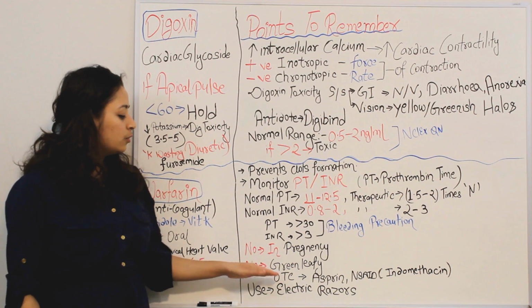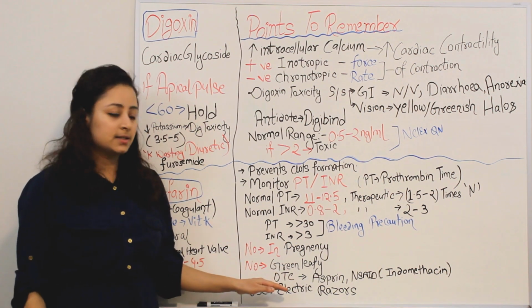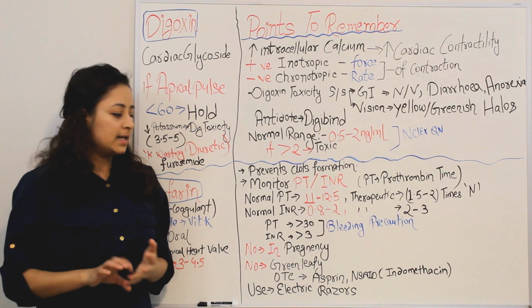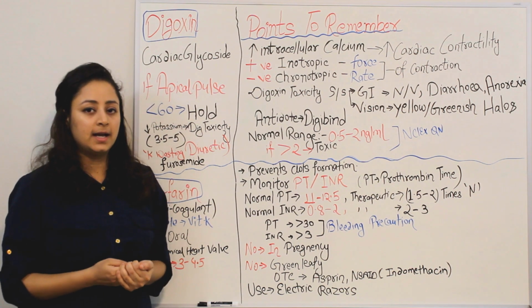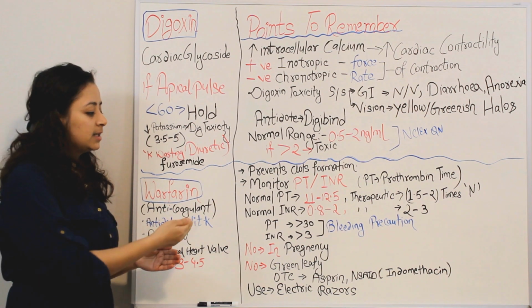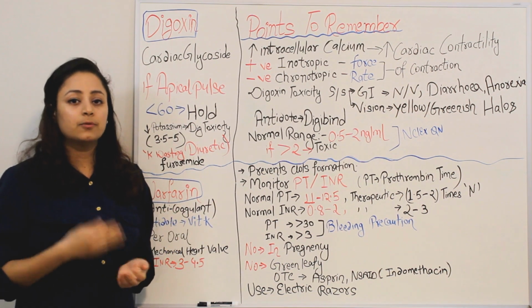And no over-the-counter OTC medications such as aspirin or NSAIDs such as indomethacin, because they can increase the risk for bleeding, and so these medications can enhance the effectiveness of warfarin.